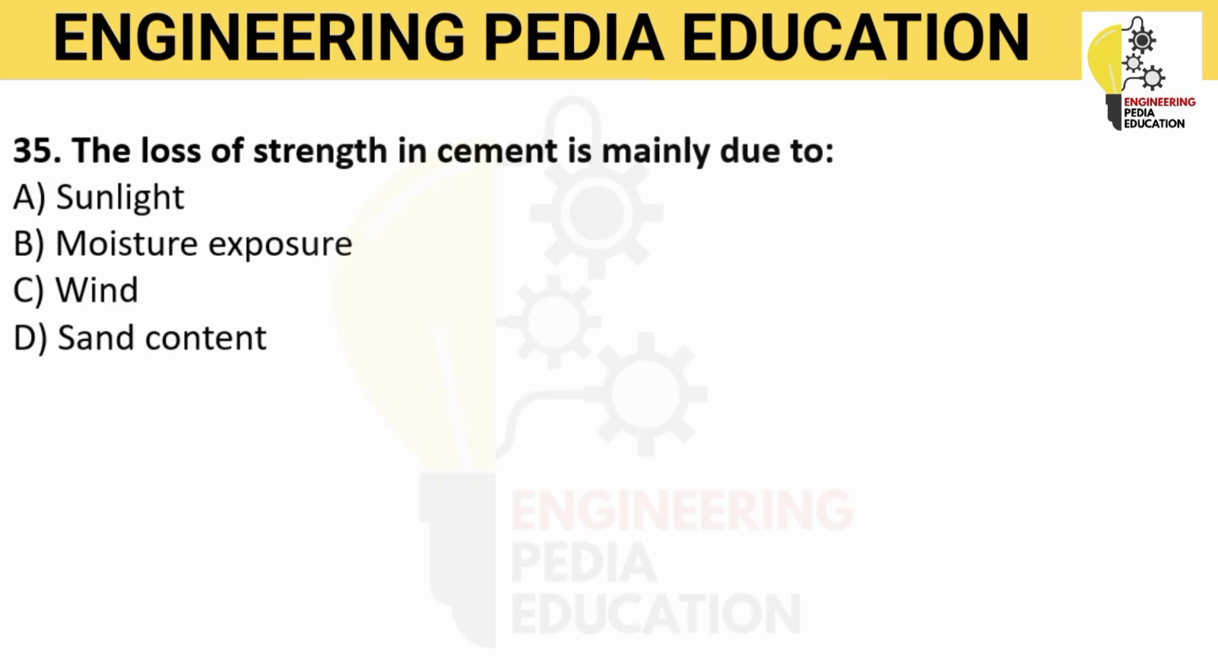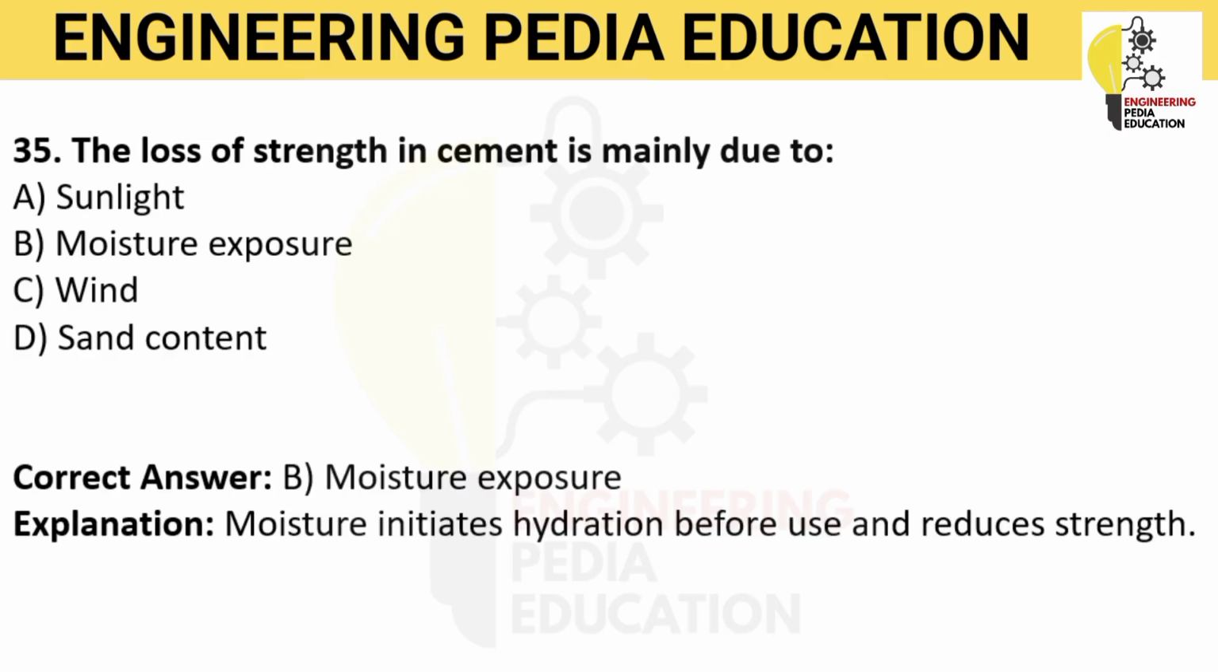The loss of strength in cement is due to sunlight, moisture exposure, wind, sand content. So moisture exposure is the correct option for it. Moisture initiates hydration before use and reduces strength. When cement reacts with water, heat of hydration is released, and this moisture initiates hydration before use and reduces strength. Thus, cement should be stored in dry condition for better use.